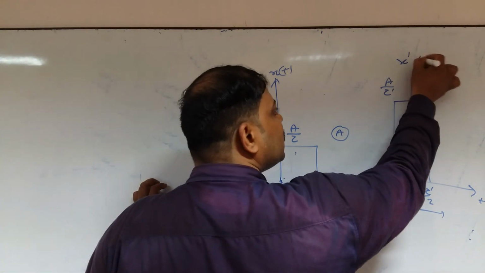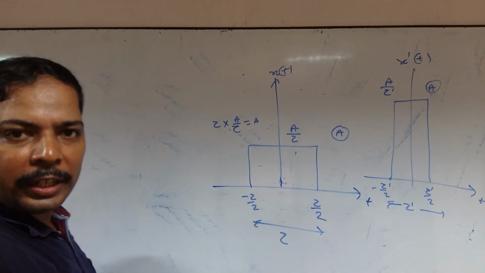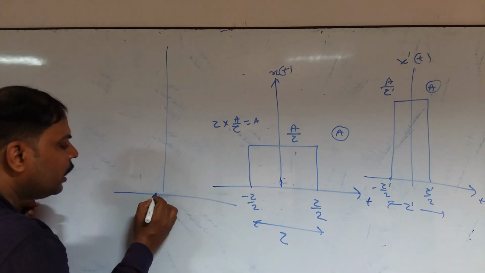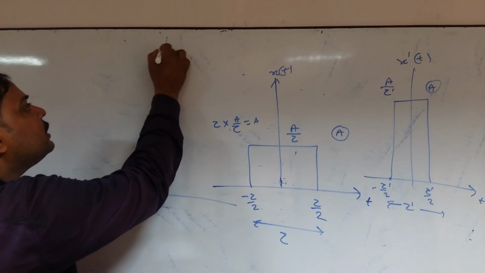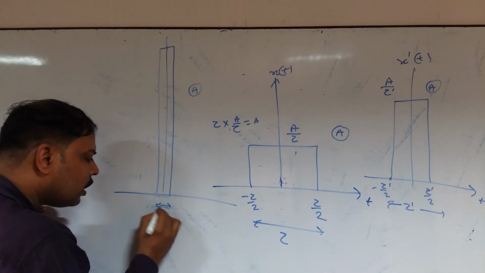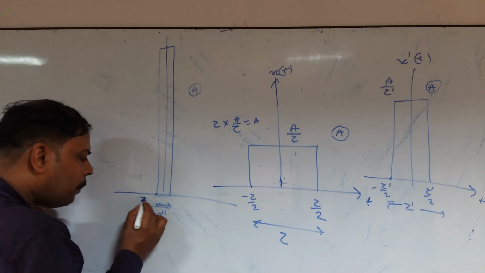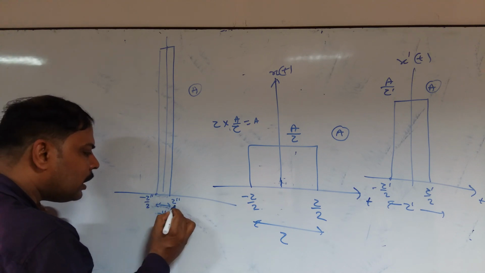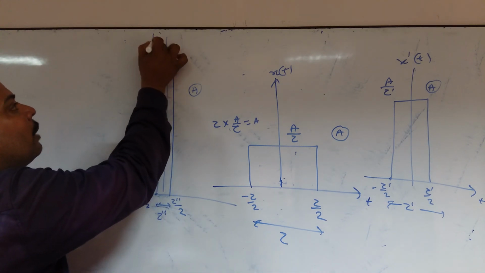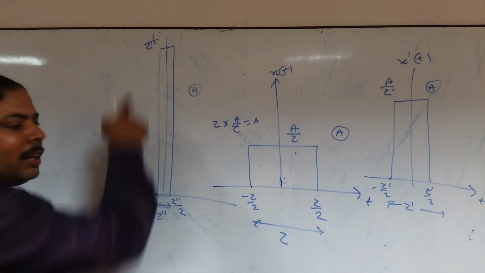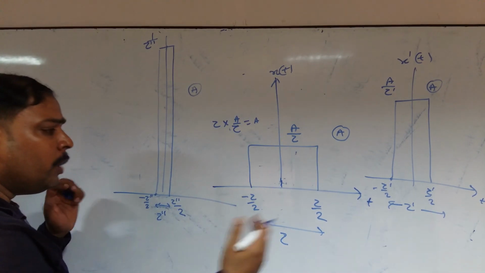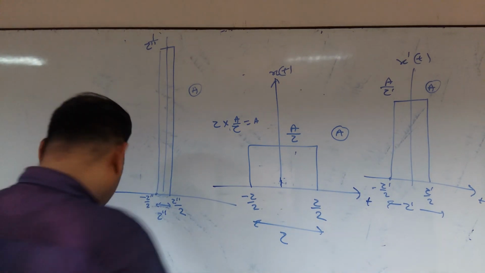Suppose this is x dash. Now again reduce the width so that the same area A is preserved. If you reduce the width again, the height will again increase to preserve the same area A. Suppose this width is tau double dash, from minus tau double dash by 2 to tau double dash by 2. The height must be A by tau double dash, so that tau double dash multiplied by A by tau double dash gives you A.